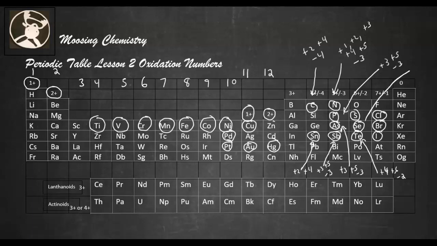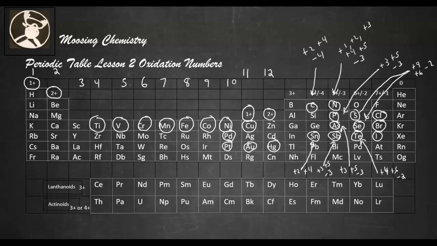Okay, selenium, on the other hand, let's put that one over here. Selenium can have a +4 or a +6, but mainly a -2 is what it's going to have. Sulfur, believe it or not, it's the same thing as selenium. It's going to have a +4, a +6, or a -2.